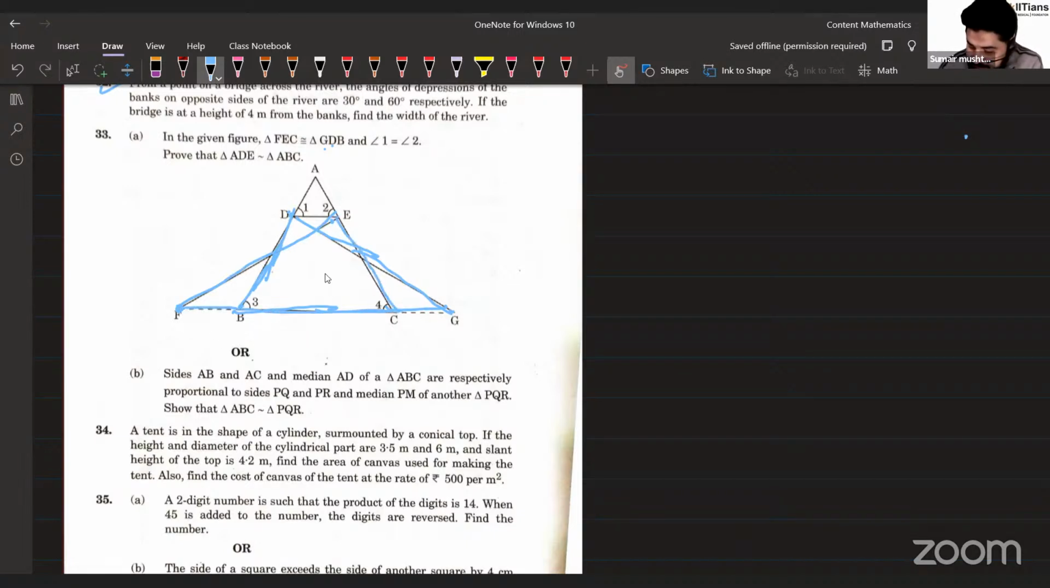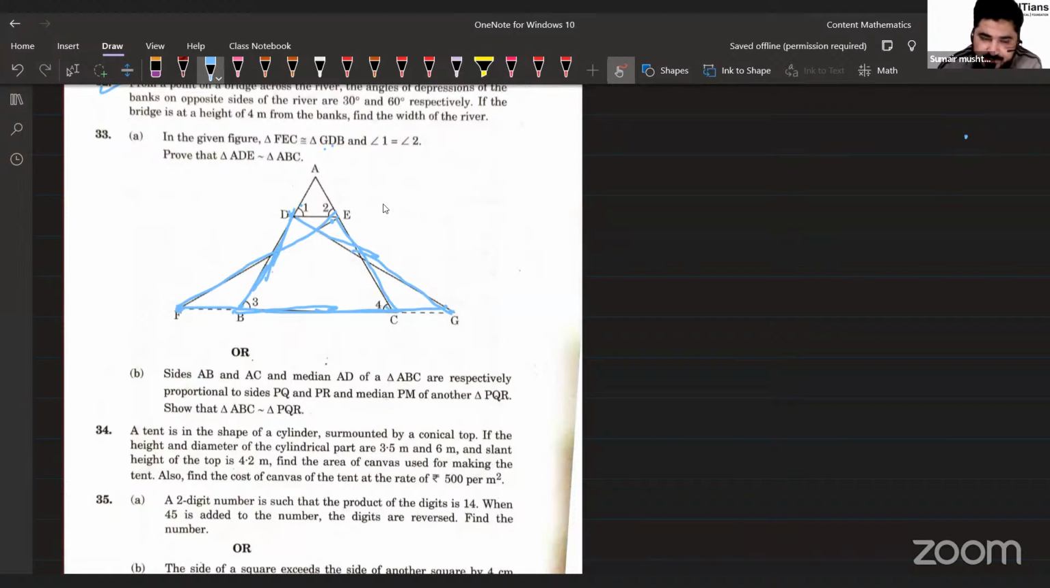Fine. Okay, good. So if they are congruent to each other and angle 1 is equal to angle 2, you have to prove that triangle ADE is similar. So first, this triangle and this triangle are congruent. So how will this help you?